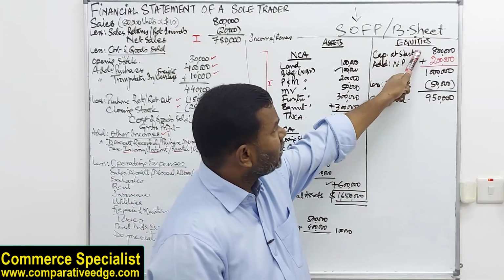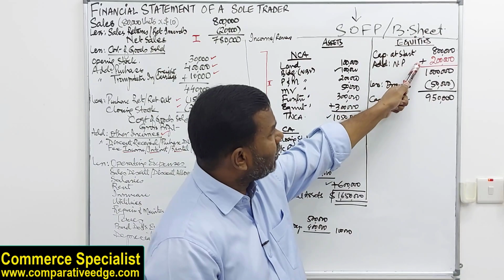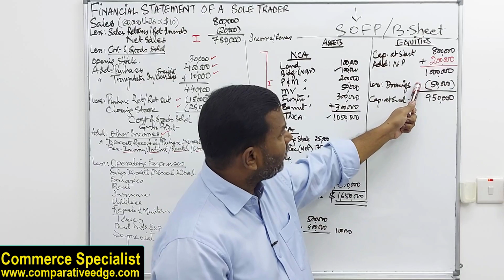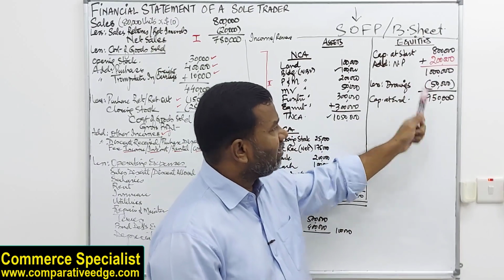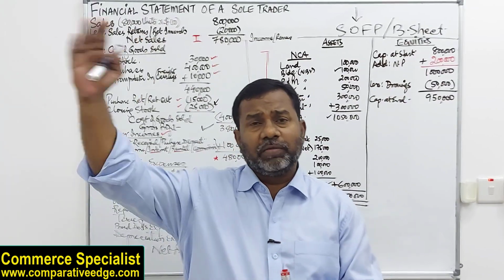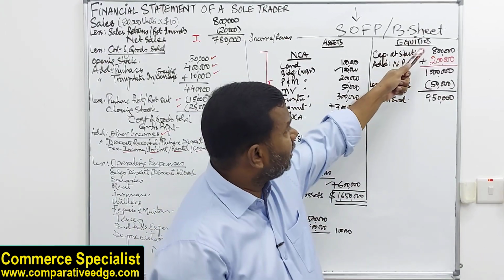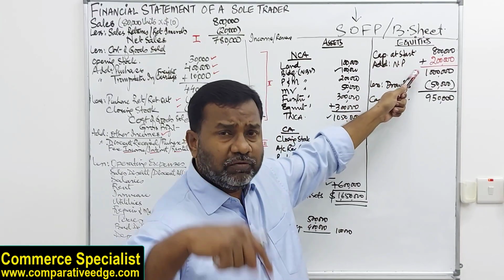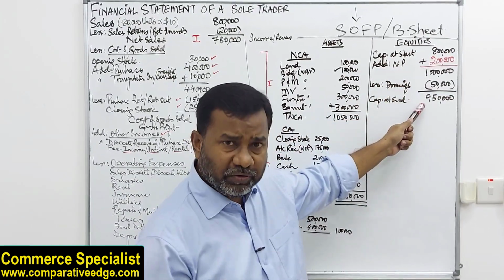So you started business with 800,000, you made a profit of 200,000, which we got from here. Total 1 million. You withdrew some amount for personal use, what are you left with? 950,000. So that's the status of your capital and the movement in capital. Initially, at the beginning of the year, you invested 800,000. You made a profit, it became 1 million. Then you withdrew some money for personal use, so you're left with 950,000.